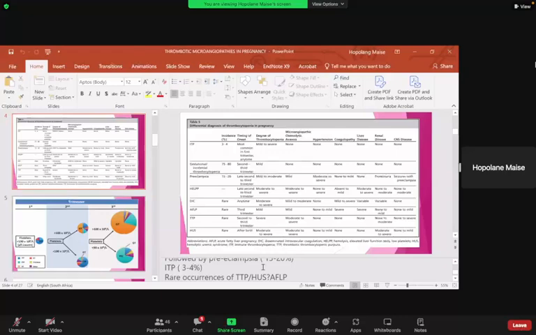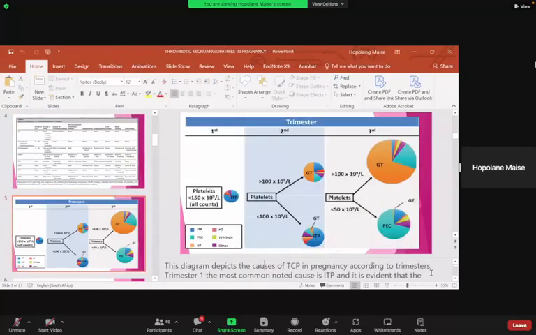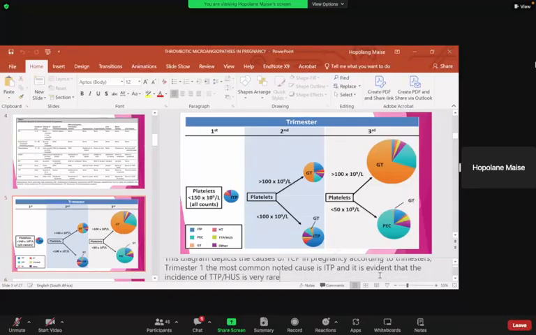This diagram depicts the causes of thrombocytopenia in pregnancy according to trimesters. So in trimester 1, the most common one noted is ITP, and it is evident that there is incidence of TTP and HUS, but it's very rare.